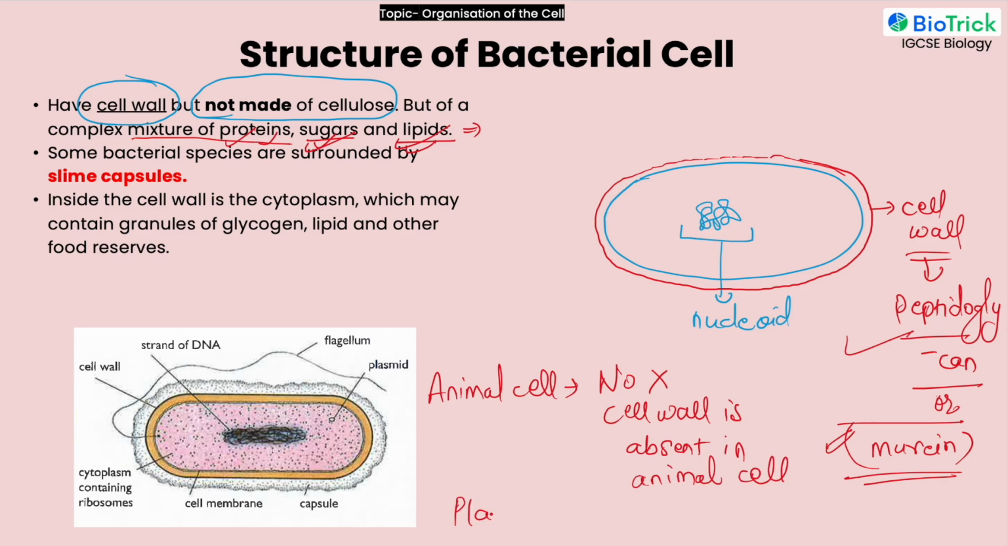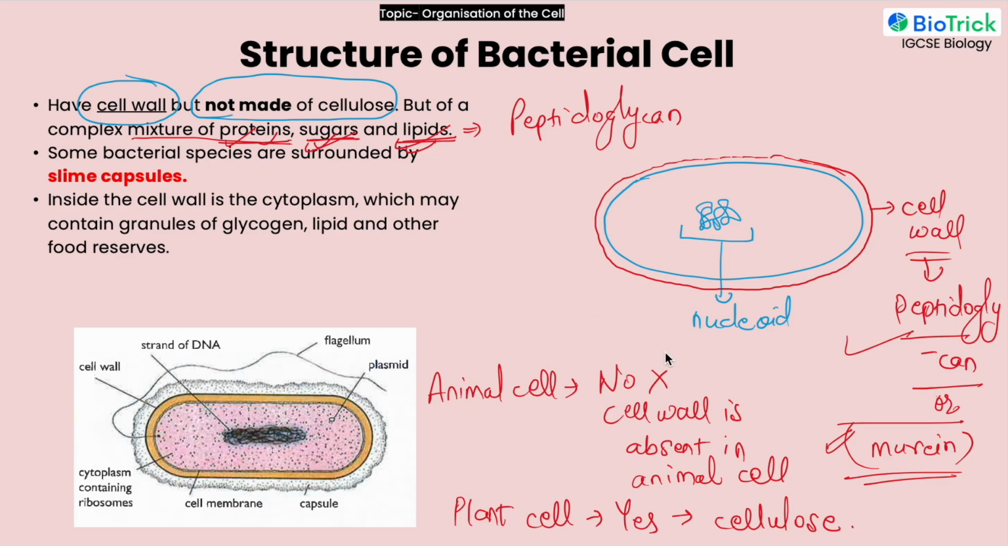Is the cell wall present in the plant cell? Yes. And it is made up of cellulose. So this is another difference between the bacterial cell, the plant cell and the animal cell. The bacterial cell wall is made up of peptidoglycan. At your level, it is a mixture of proteins, sugars and lipids. The animal cell has no cell wall, but in plants the cell wall is made up of cellulose.